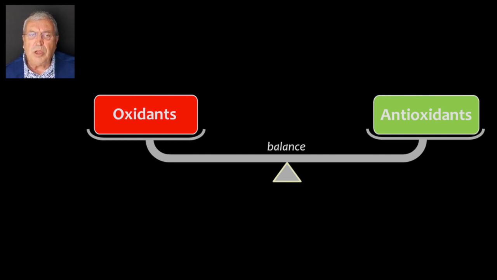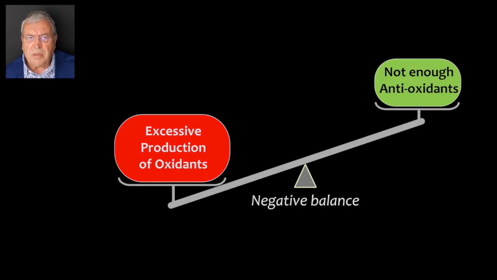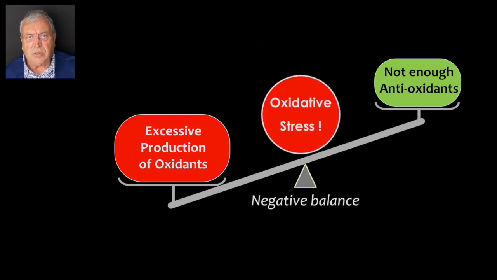We continuously produce oxidant during the redox reactions, which are mandatory for life. And then we need to produce the same amount of antioxidant. We need to be in balance. But sometimes we can't, because we produce too much oxidant, or we don't produce enough antioxidant. The balance is negative and it's named oxidative stress.